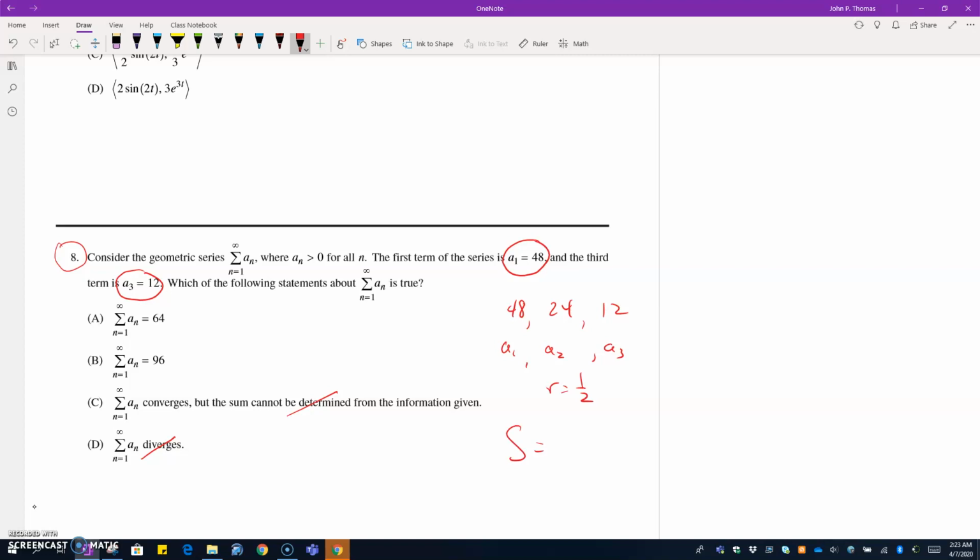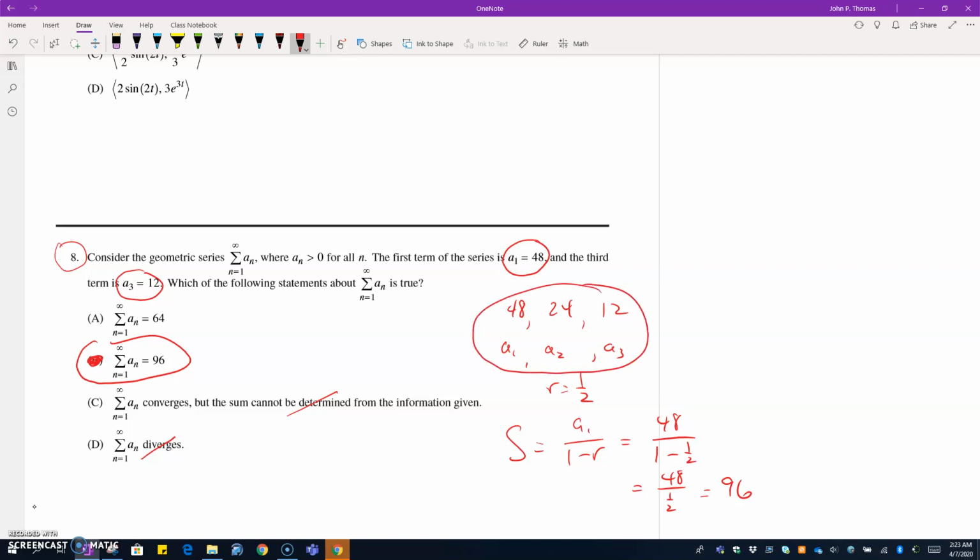So now I'm going to go to my sum. Sum is first term, a sub 1, over 1 minus R. So 48 over 1 minus 1/2. That's 48 over a half, which is going to be 96. So we can say with certainty that the sum of this one is going to be answer B, which is 96. Now, there is a little bit more algebraic way of going through this one.